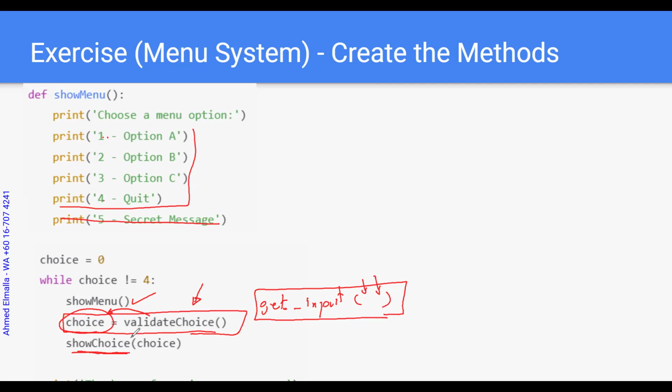What is the choice? So we will check if the user gives us 1, we will print you selected option A. If the choice is 2, we print the user selected option B. If the third one, quit option C, then we just print you selected option C. 4, we start to quit. Do you know how we can do that?